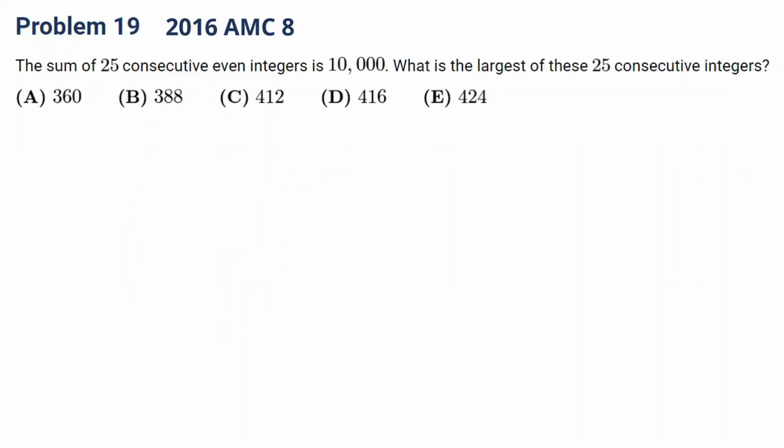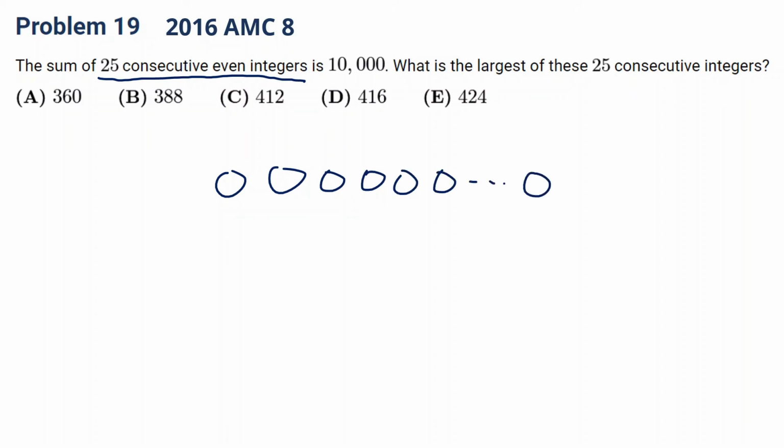Let's see a question here. This is 2016 problem 19. Let's pause the video and see it. Okay, welcome back. This one is definitely a part B question. It says the sum of 25 consecutive even integers is 10,000. What's the largest of these 25 consecutive integers?